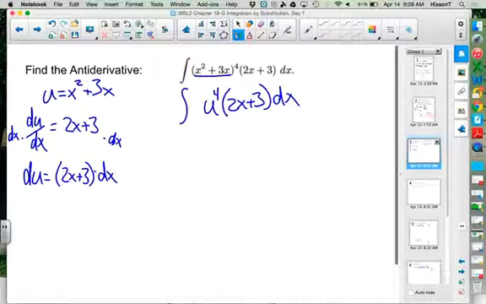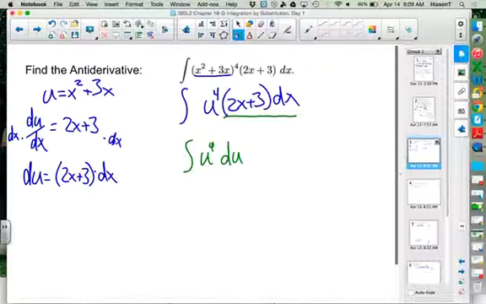So, I've identified my inner function. I've got something to the 4th power here. That something is the u. I use that to figure out what du is, and notice here, this whole thing right there is du. So now I'm taking the integral of u to the 4th du.